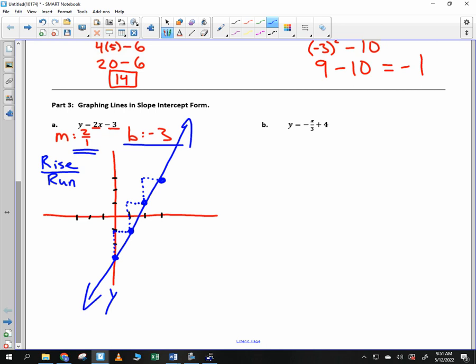For the next one, my slope, remember there's a 1 in front of that x, so it's a negative 1/3. And my y-intercept is 4. Make my graph.